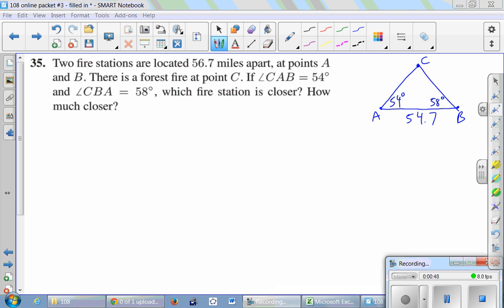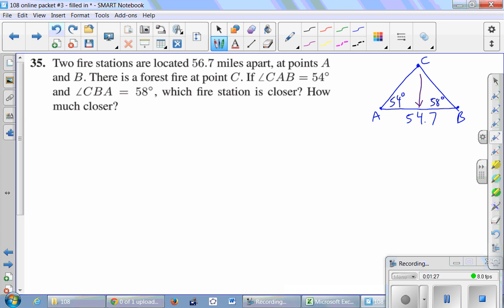So there's my picture. And we're going to be using either the law of sines or the law of cosines. I prefer to use the law of sines. I think it's easier. And in order to use the law of sines, I need an angle-side pair. That is to say, an angle and the side opposite. So here I have an angle, but I don't know what the opposite side is. Here I have an angle, but again, I don't know what the opposite side is. Here I have a side, but I don't know what the opposite angle is, but I can figure out what that opposite angle is by subtracting the 54 and 58 from 180.